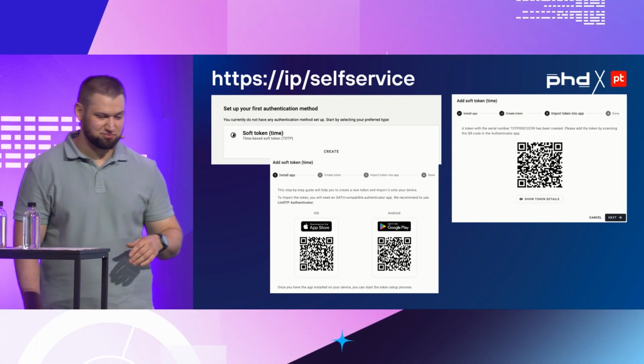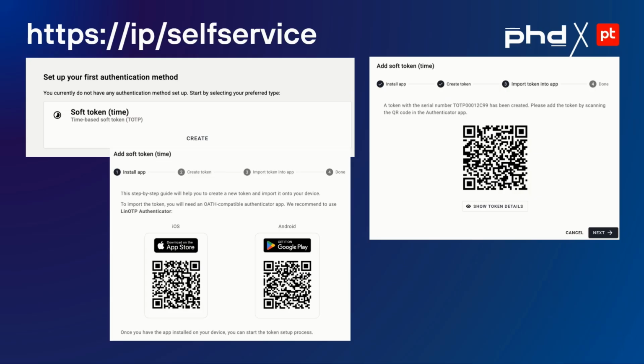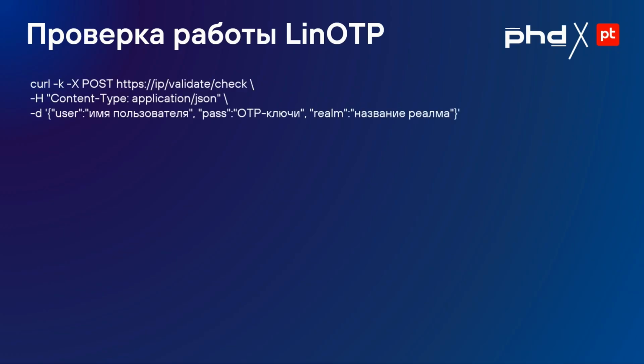Having done that, the user can get a token or some other authenticator and start using it. When I had that deployed and tested it, the question was how to check the operation of all those solutions in real-life environment. And it proved to be as simple as that.